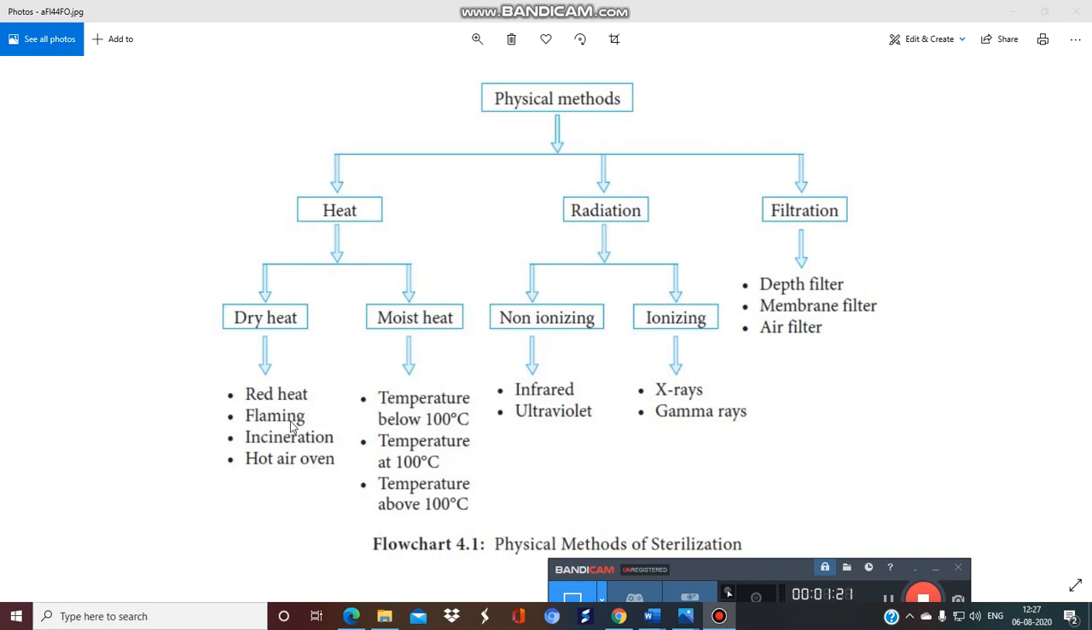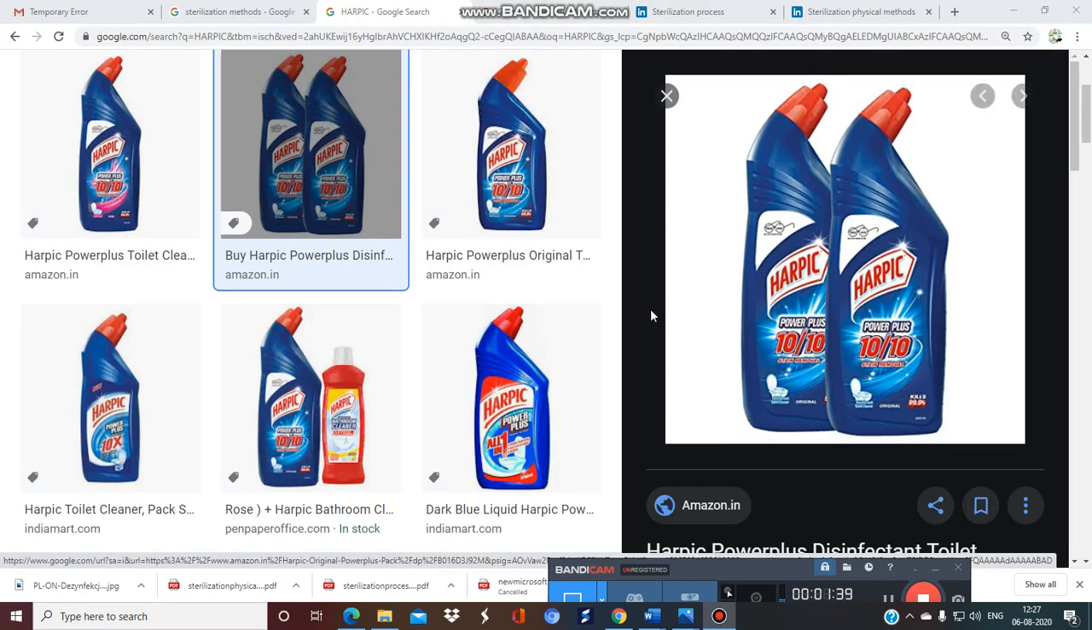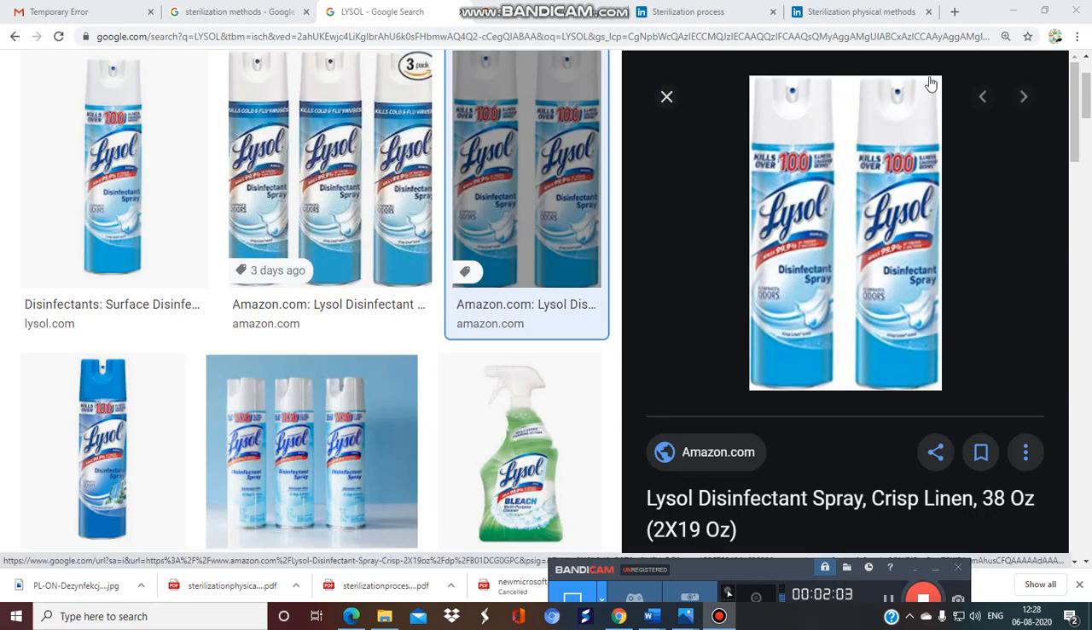So depending upon the type of material or surface we have to sterilize, we will use different sterilization methods. For example, if we have to clean our floor, what will we do? We use a disinfectant like phenyl or Lysol. Don't worry, we will do this term also: what is disinfection, what is sterilization, what are antiseptics. I know you are all familiar with this. This disinfectant is used to disinfect, or we can say sterilize, various bathrooms or floors. This is another example of a disinfectant.